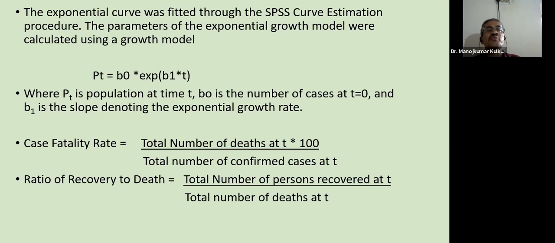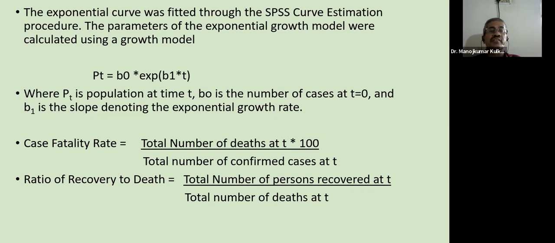So the focus for this period was to fit it using the exponential curve, not the linear. Pt = b0 * exp(b1 * t), where b0 and b1 are the parameters which were estimated based on the available data.